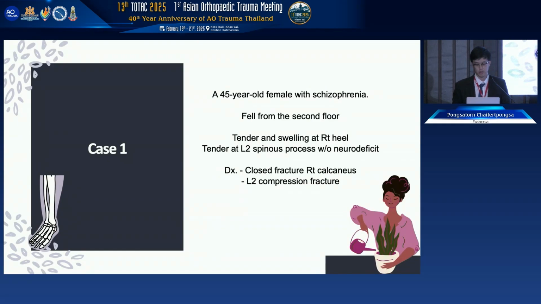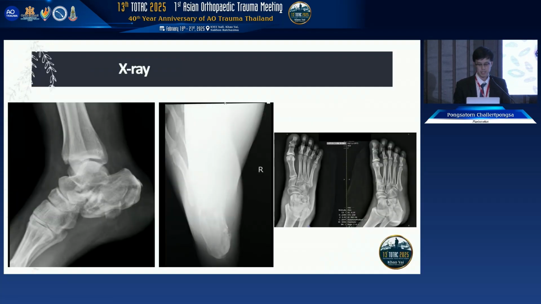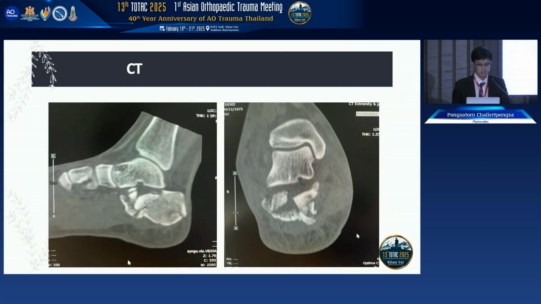She's 45 years old with schizophrenia, had jumped from the second floor and was admitted for delusion control at the psychiatric ward. The X-ray showed a joint depression type calcaneal fracture on her right heel. The CT scan showed a Sanders type 4 with severe comminution of the calcaneus.